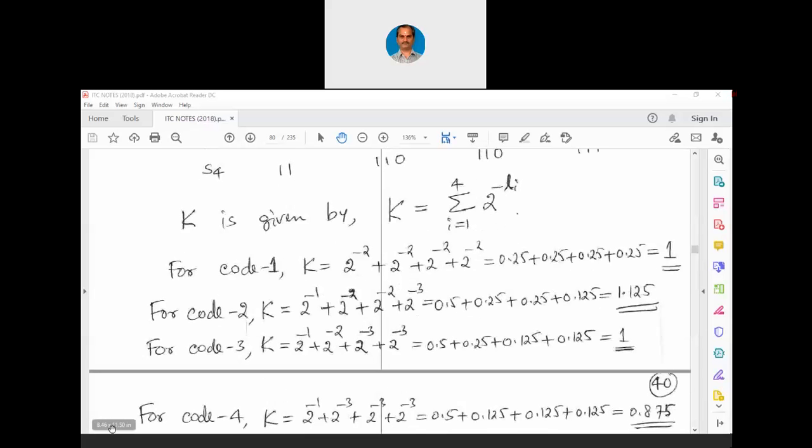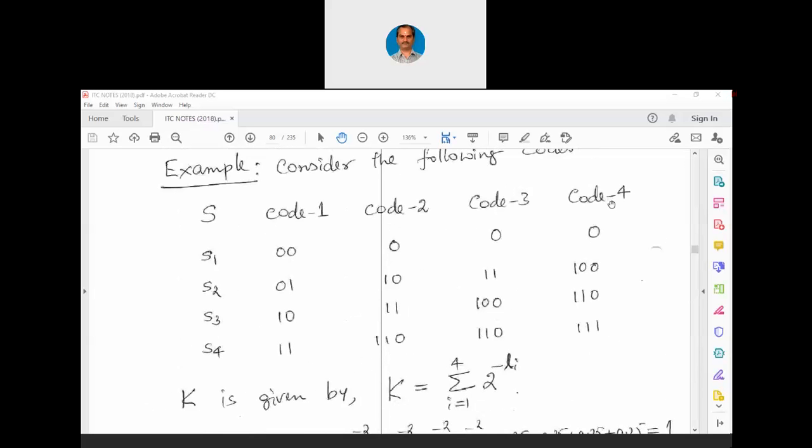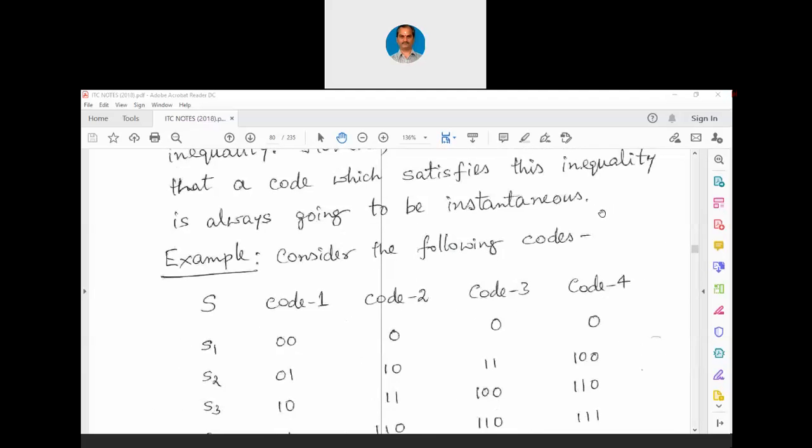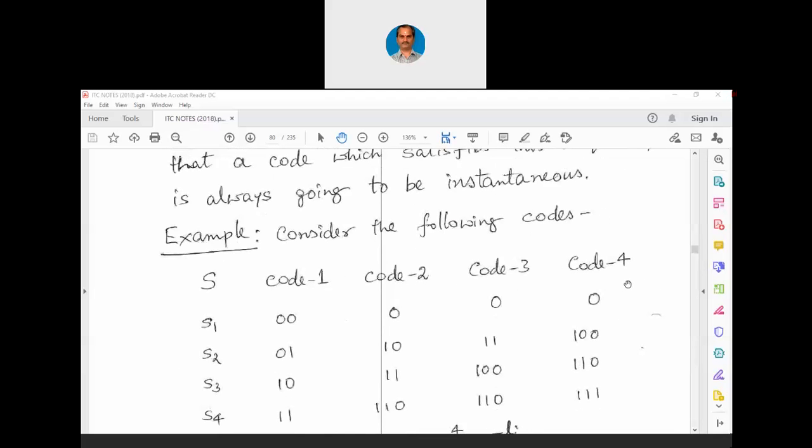Lastly, for code 4, k equals 2 power minus 1, plus 2 power minus 3, plus 2 power minus 3, plus 2 power minus 3. Here again, 0.5 plus 0.125 plus 0.125 plus 0.25, it is coming as 0.875. Now, this is again less than 1, which indicates it is instantaneous, and we have visually also observed code 4 is instantaneous. Visually, we have observed that code 1 and code 4 are instantaneous. For code 1 and code 4, the Kraft inequality is proved. For code 3, even though the Kraft inequality is proved, we have visually observed that it is not an instantaneous code.